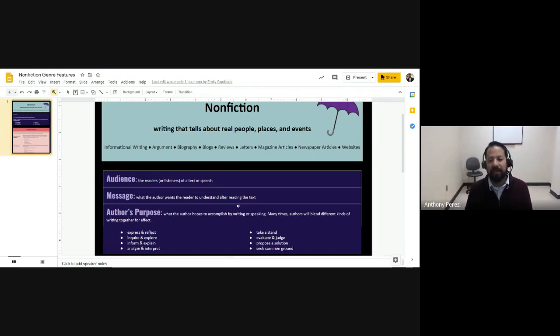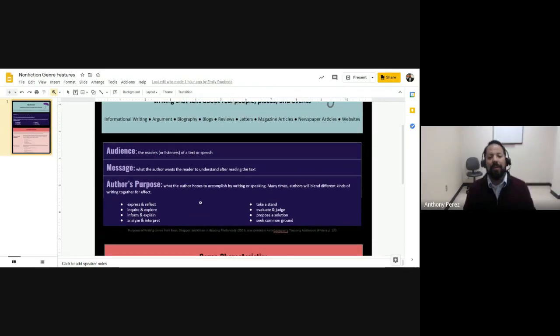All right, the message simply is what the author wants you to take away from the text. Like, what do they want you to know or understand after reading this text? And then author's purposes. Authors write for a lot of different purposes, and many times they blend these different purposes together. These over here on the left are usually more informational, but not always. And these over here are usually more argumentative. Definitely take a stand, seeking common ground, evaluate and judge. But these can go back and forth throughout a text or something that you're listening to or watching.